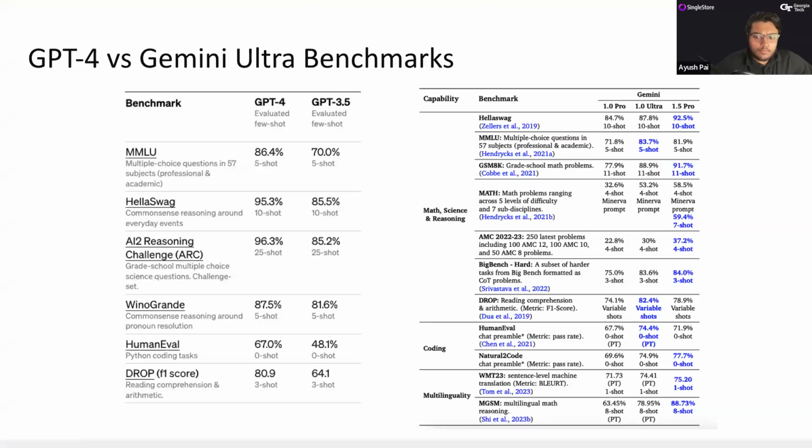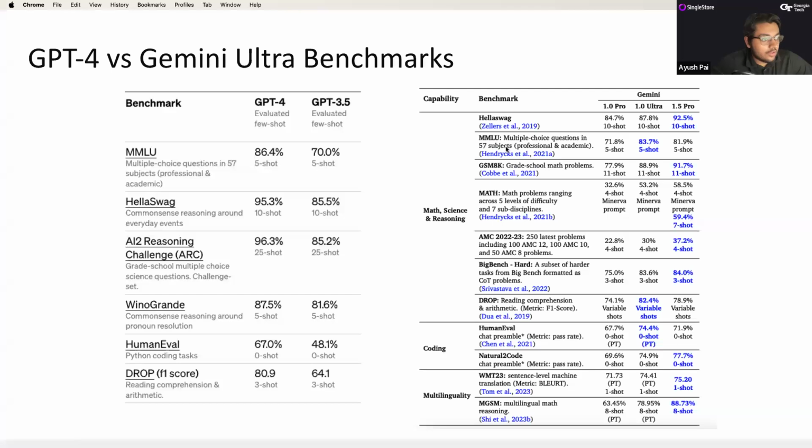And then we have this, right? These are the benchmarks between GPT-4 and Gemini Ultra. And as we can see, we also have Gemini 1.0, and we have Gemini 1.0 Pro, and we have 1.5 Pro.